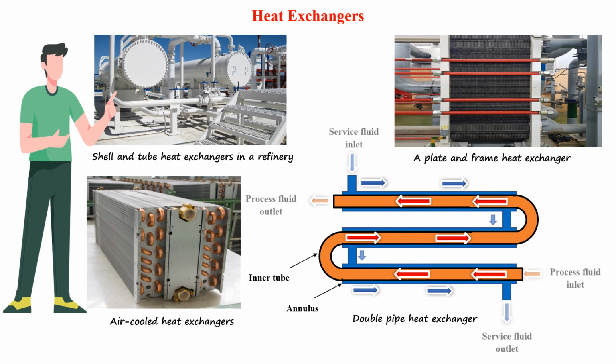If you have a look at the heat exchanger, the double pipe is a simple one, and it is composed of two tubes, one inside the other, and then the flow is either in the annulus or the inner tube, and heat transfer occurs. So these equipment have convection heat transfer.